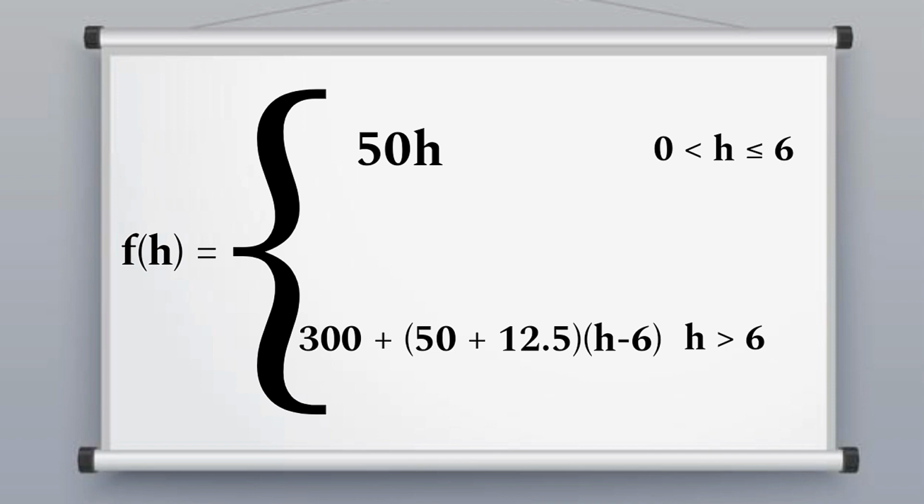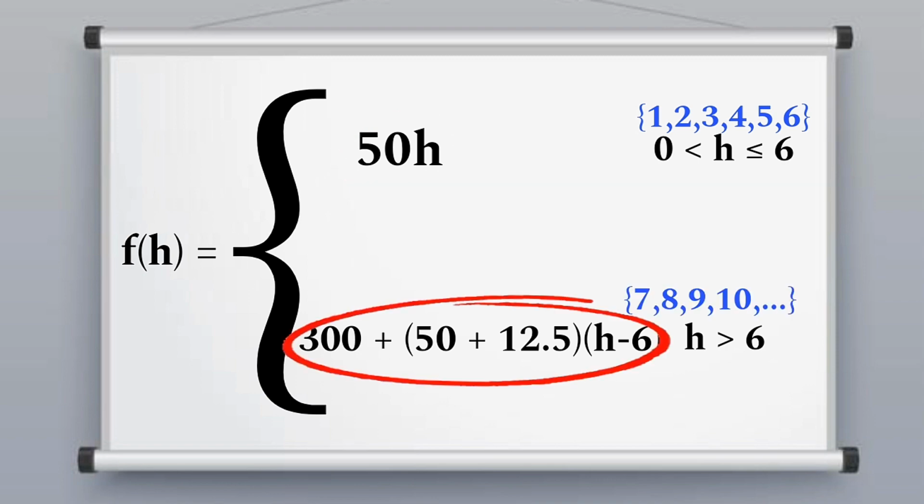Step 3. Solve for each interval. Solve the function separately for each interval. If H is greater than 0 but less than or equal to 6, use f of H is equal to 50 multiplied by H. If H is greater than 6, use 300 plus (50 plus 12.5) times (H minus 6).